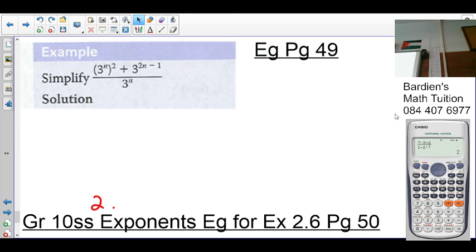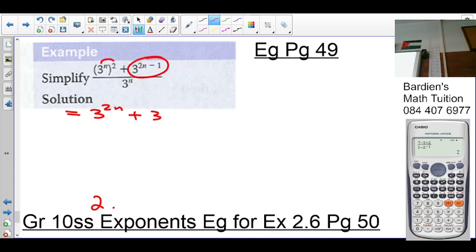People, let's look at the next one. We've got 3 to the n raised to the exponent 2 plus 3 to the 2n minus 1, all over 3 to the n. Where do I start? Multiply the exponent. So what do we get? 3 to the 2n plus. What's going to happen here? Break up. So it's 3 to the 2n plus 3 to the 2n times 3 to the negative 1, over 3 to the n.